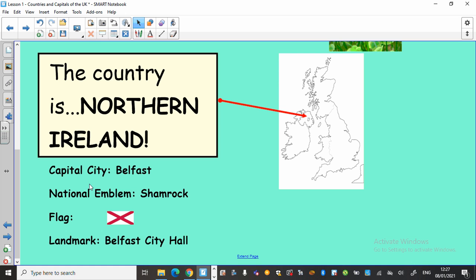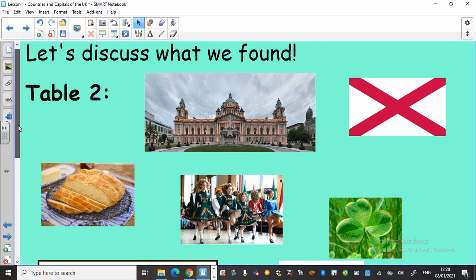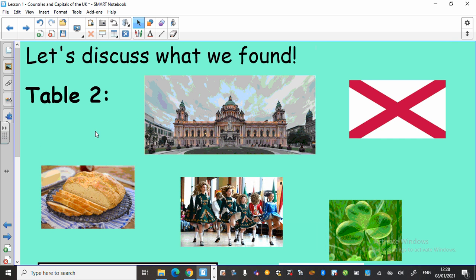So the capital city of Northern Ireland is Belfast. Its national emblem, and I did do a bit of research around this because I wasn't sure if the shamrock was just for the Republic of Ireland, but I am informed that the shamrock is the national emblem and the national flower of Northern Ireland. This is its flag, so white background with a red cross, and a famous landmark is Belfast City Hall, which is this beautiful building here. So that was Northern Ireland.